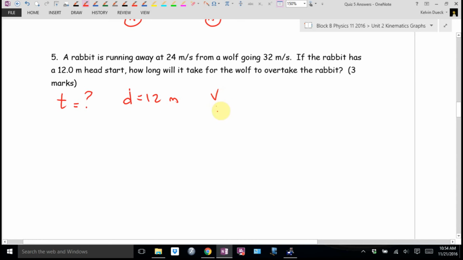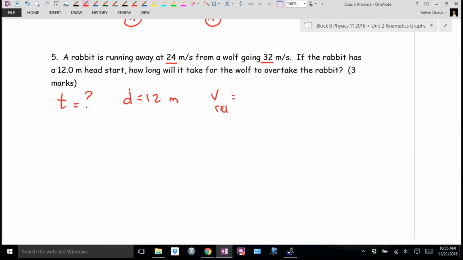And because there's 2 objects moving at different speeds, I'm going to pretend one's standing still. I'm going to use the relative speed of the other object. Wolf is going 32, rabbit's going 24. They're going in the same direction. What's the relative speed between the wolf and the rabbit? Am I going to add them or am I going to subtract them? Is the relative speed between the wolf and the rabbit 56 or 8? 8. Okay?